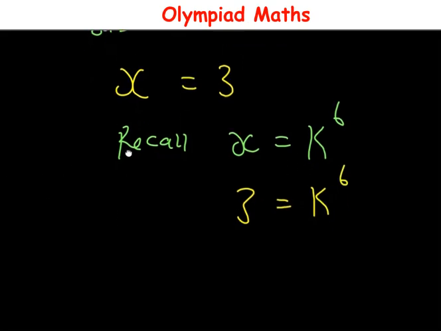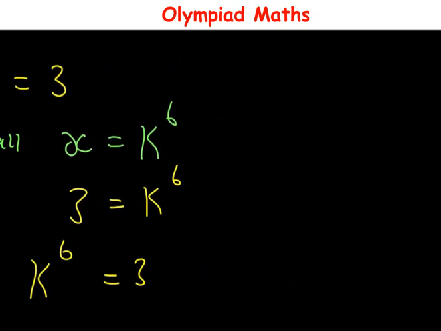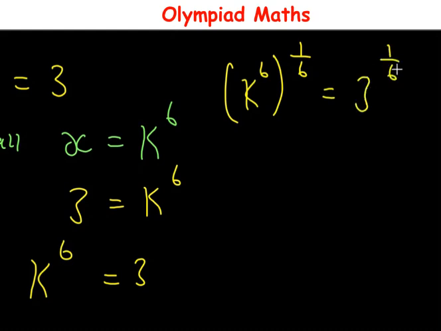Let us then rearrange this. What we have is k raised to power 6 is equal to 3. Now, to solve for the value of k, we need to remove power 6 from here. To do so, multiply both sides of the equation by power 1 over 6. This then becomes, in brackets, k raised to power 6 multiplied by power 1 over 6 is equal to 3 raised to power 1 over 6.